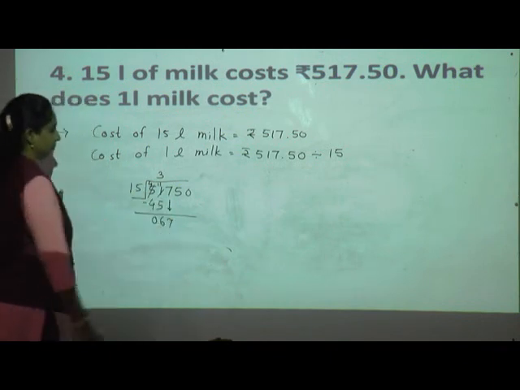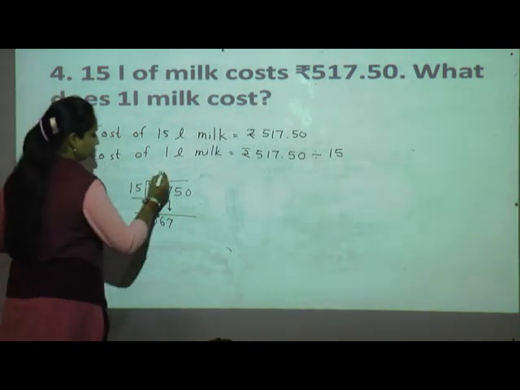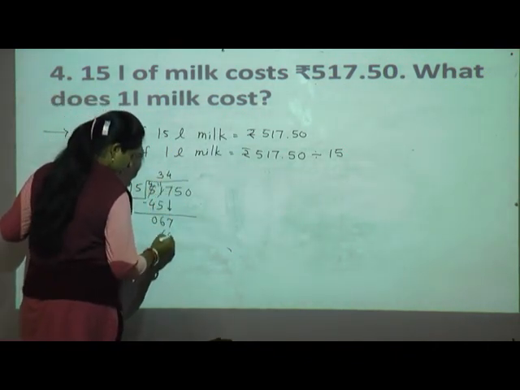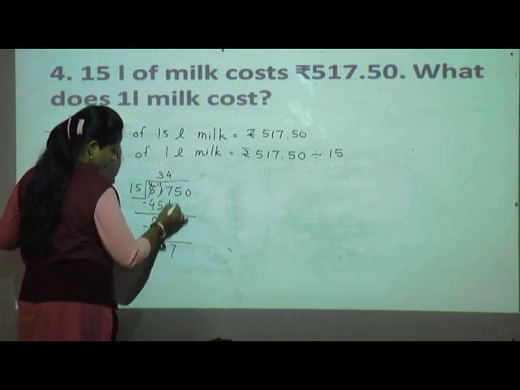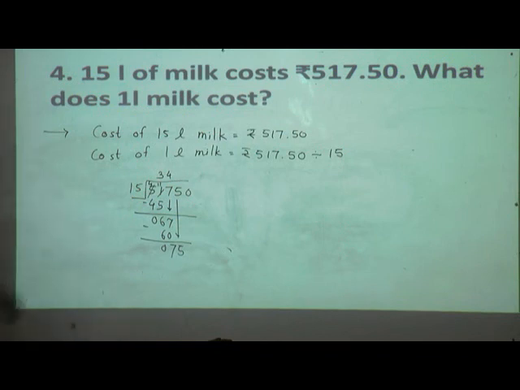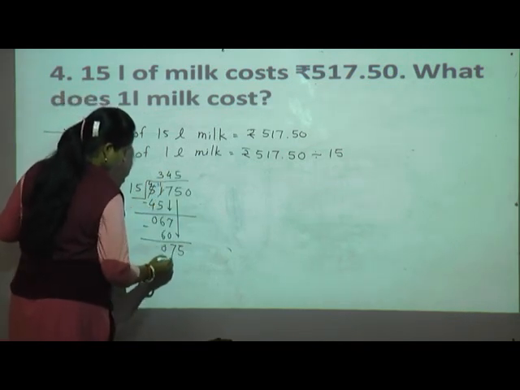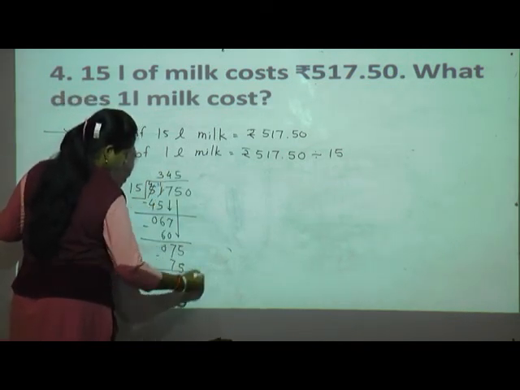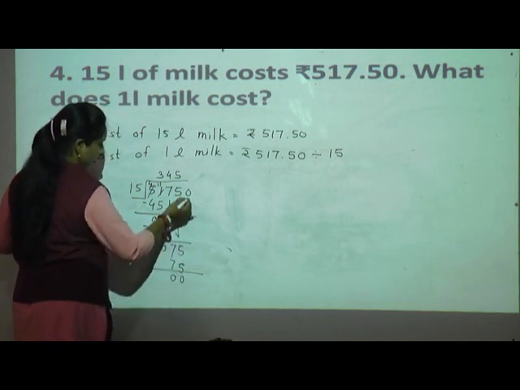Bring down 7. Now see, is 67 there in the 15 table? No. What is less than that? 15 4s are 60. Now 7 minus 0 is 7, 6 minus 6 is 0. Now bring down 5. Now 75 is there in the 15 table. Yes, it is there. Where? 15 5s are 75. 5 minus 5 is 0, 7 minus 5 is 0.